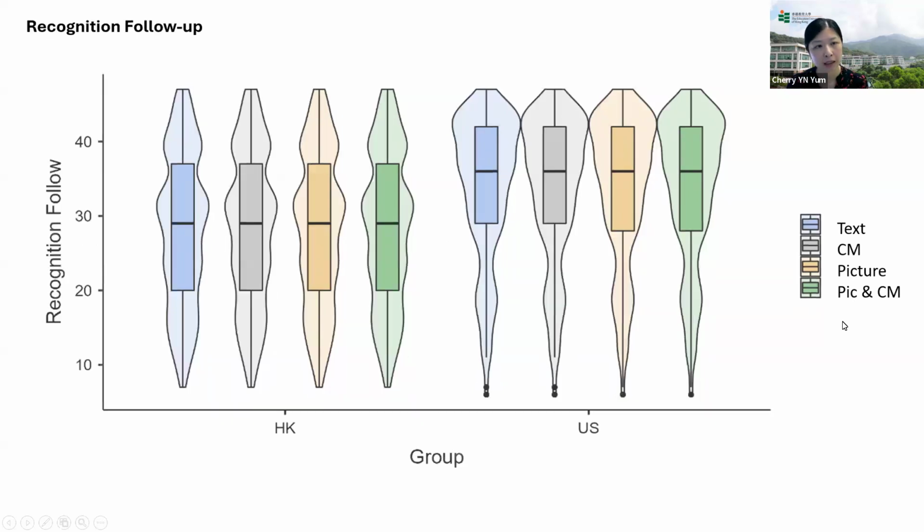And then next, we can look at the follow-up task. So after 1 week, the multimodal condition still doesn't look like it's producing much of an effect. The comparison lines here are very flat.